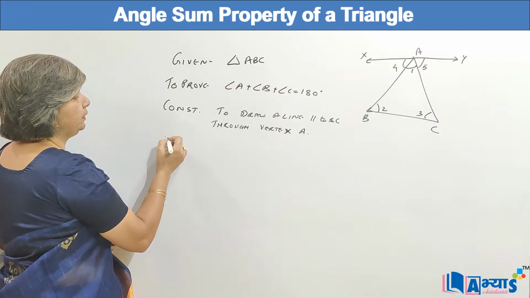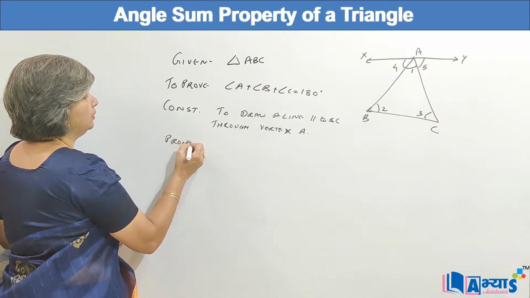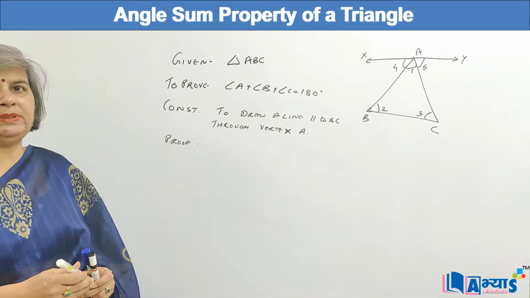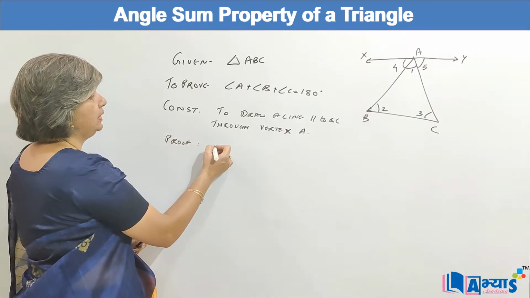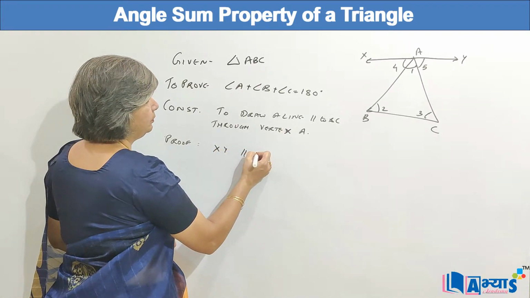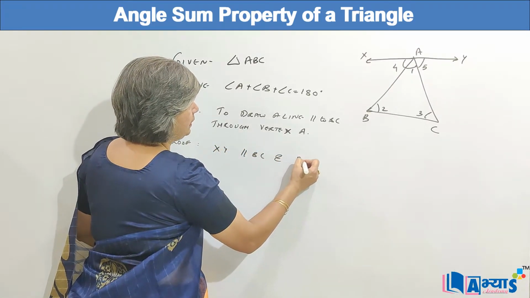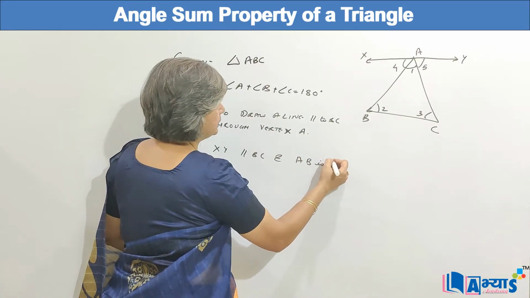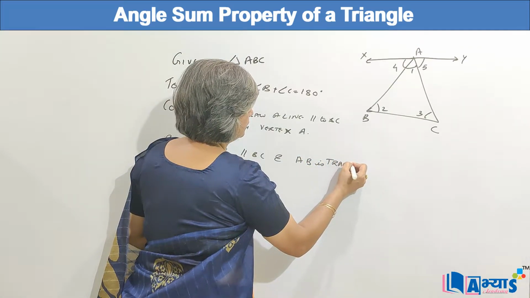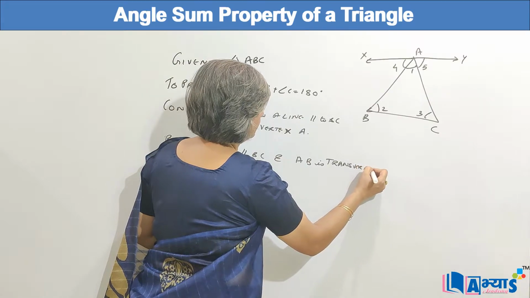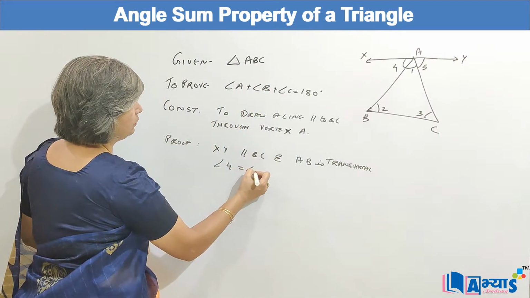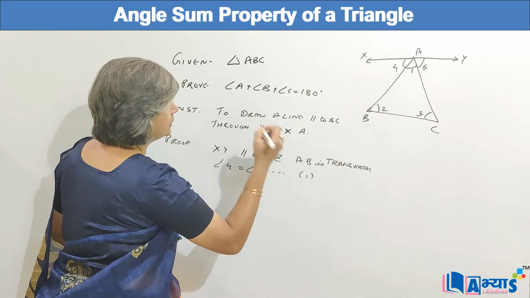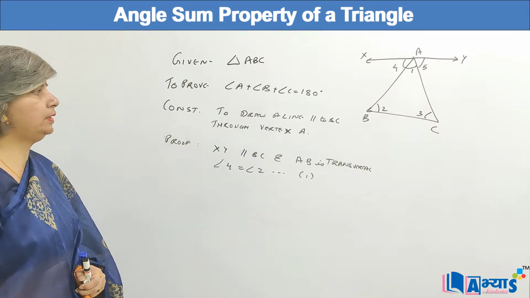Now the proof will be: we can see that XY and BC are parallel lines and AB is the transversal cutting line. That means XY is parallel to BC and AB is the transversal. So we can say that angle 4 is equal to angle 2. Let us name it as equation 1.